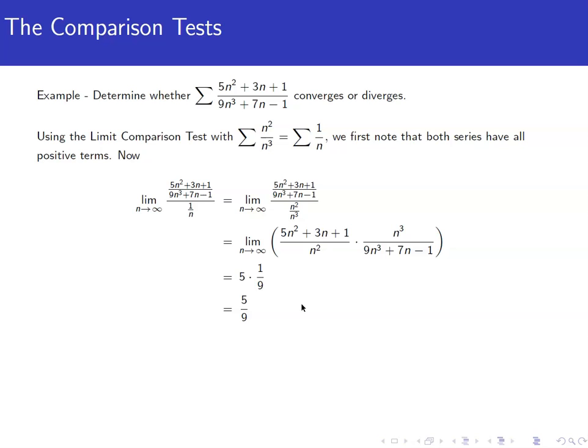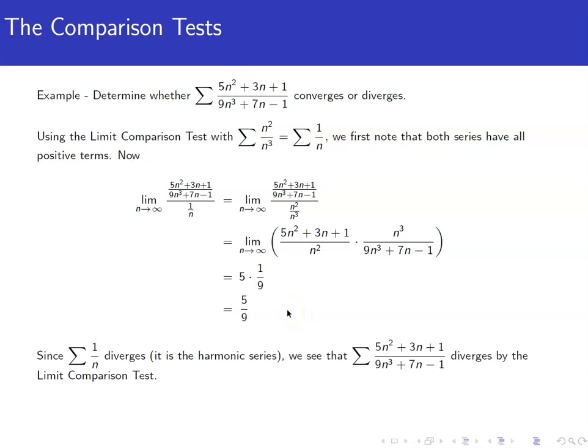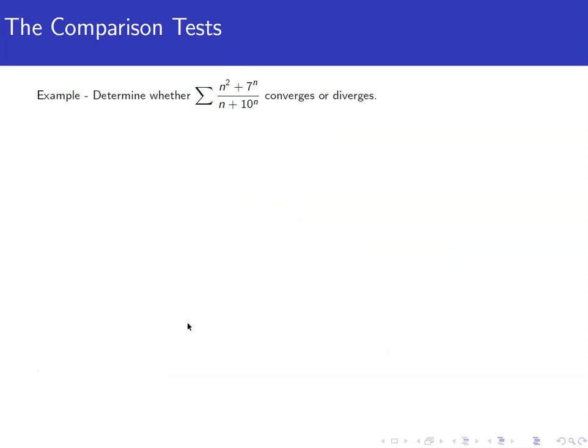Now we're ready for the conclusion. The series that we're comparing to, the 1 over n, is the harmonic series, so that diverges. So the original series must also diverge by the limit comparison test. Let's do another one.